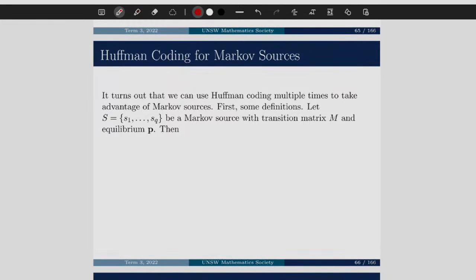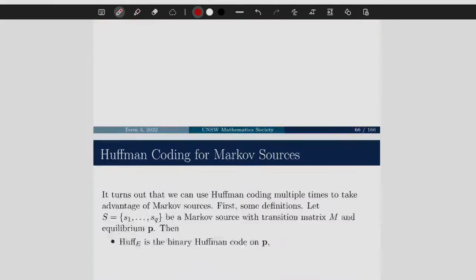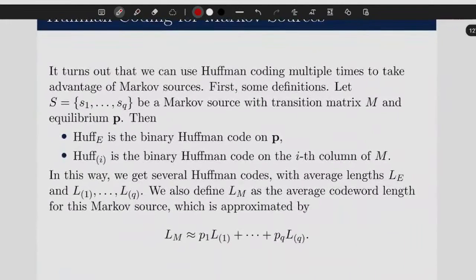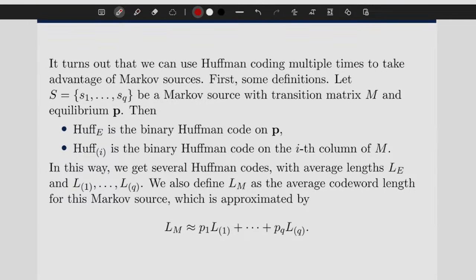So essentially, it turns out that we can actually use Huffman coding to take advantage of Markov sources. Let's go through this with some examples. I'm just going to scroll down through all of the examples here. But keep in mind that the length is the same as what we were doing for length earlier. Very much the exact same. Okay, but let's talk about some encoding strategies.